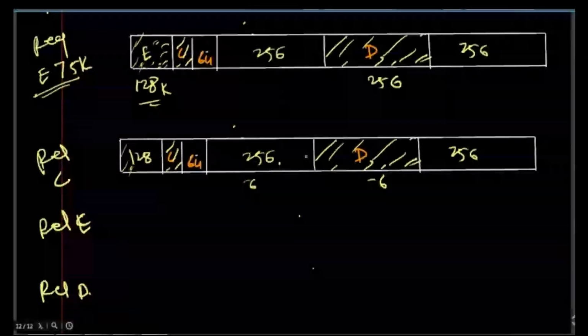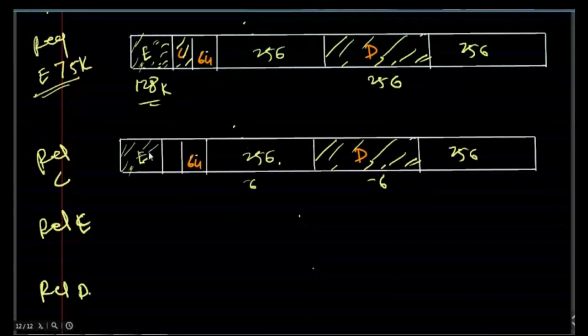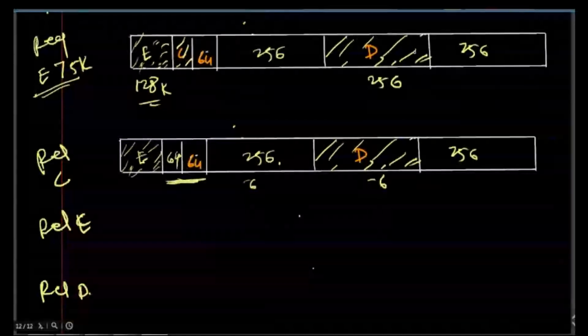So release C. Where is the C process? The C process is here. So now this 64 KB will be free. Sorry, here we have given E process. So this C we have released, so this 64 KB will be free. And now two adjacent blocks of the same size are free here. So we can merge these in the next step.